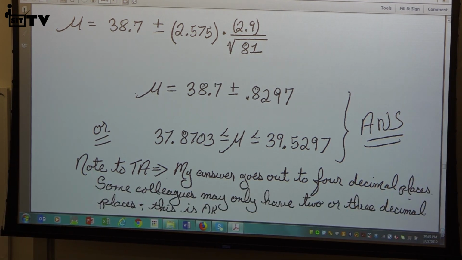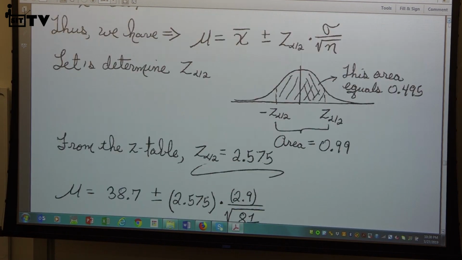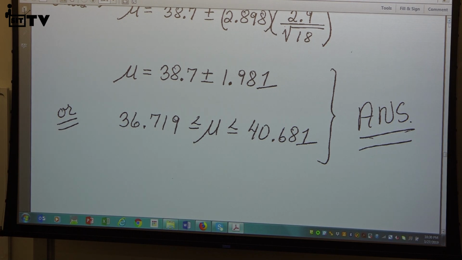All right. Matt, just for the fun of it, just to follow up here, help me out. This is what, 37.8 roughly, or let's call it 37.9. And what's the other one, 39.5? Let's compare that to the other interval. You see? 36.7, 40, see? Right, exactly. So when we measured 18, we had a bigger interval. When we measured 81, so it all makes sense.